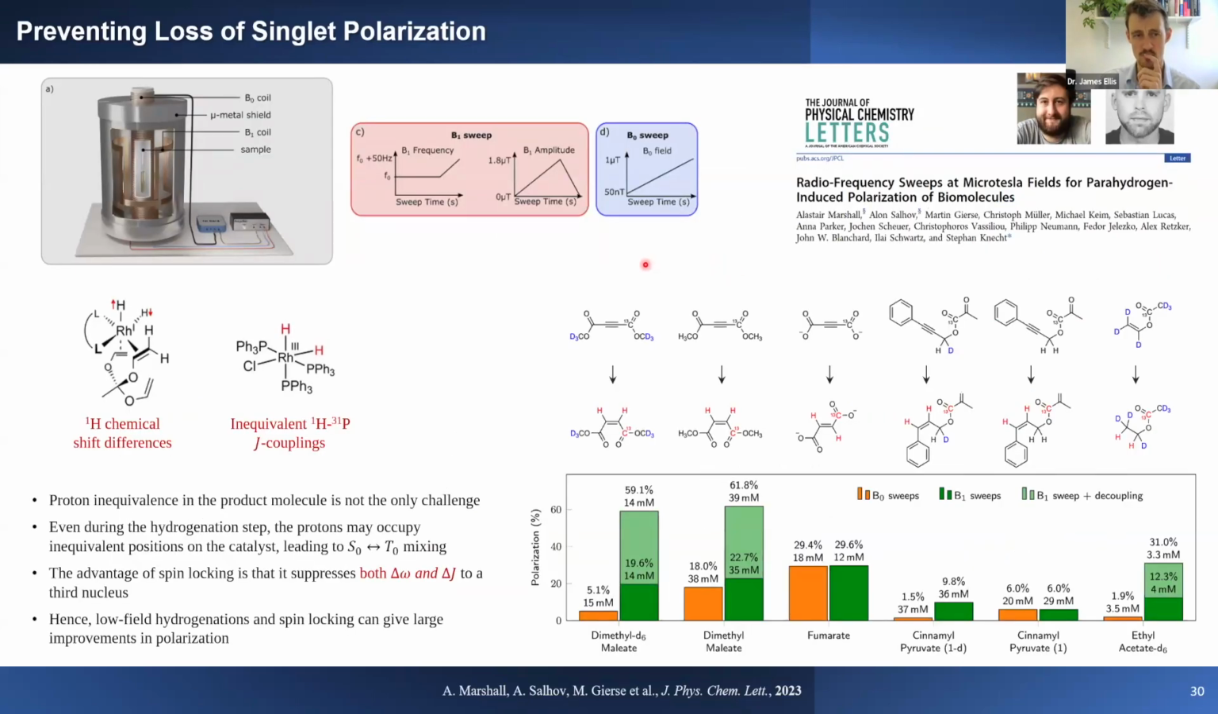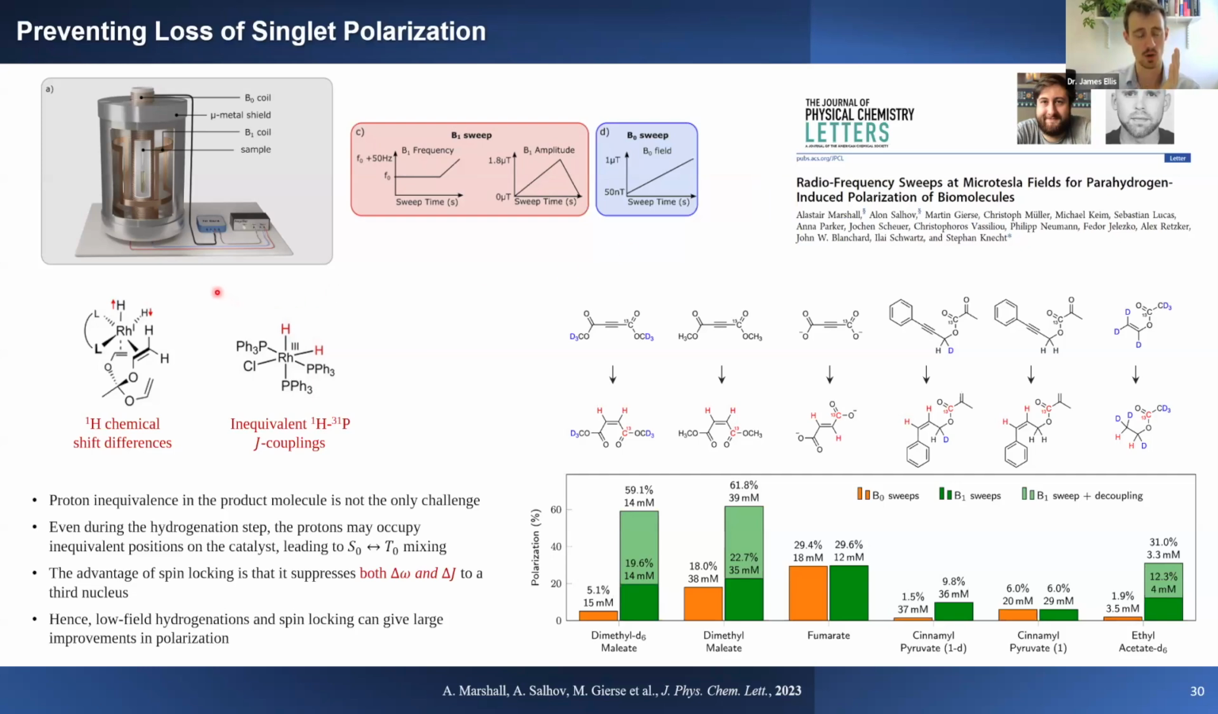Okay, and finally, I wanted to talk about this paper from Alistair Marshall and Stefan Knecht from 2023, because I think this paper is a really nice example. So this is in the Journal of Physical Chemistry Letters, a really nice example of showing the importance of working at low field and spin locking to suppress singlet triplet mixing.